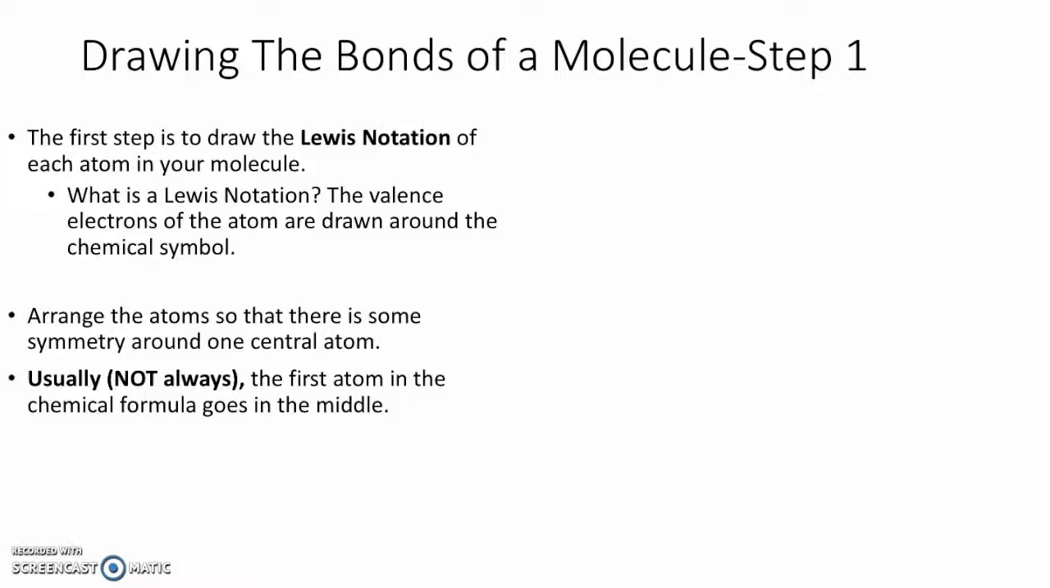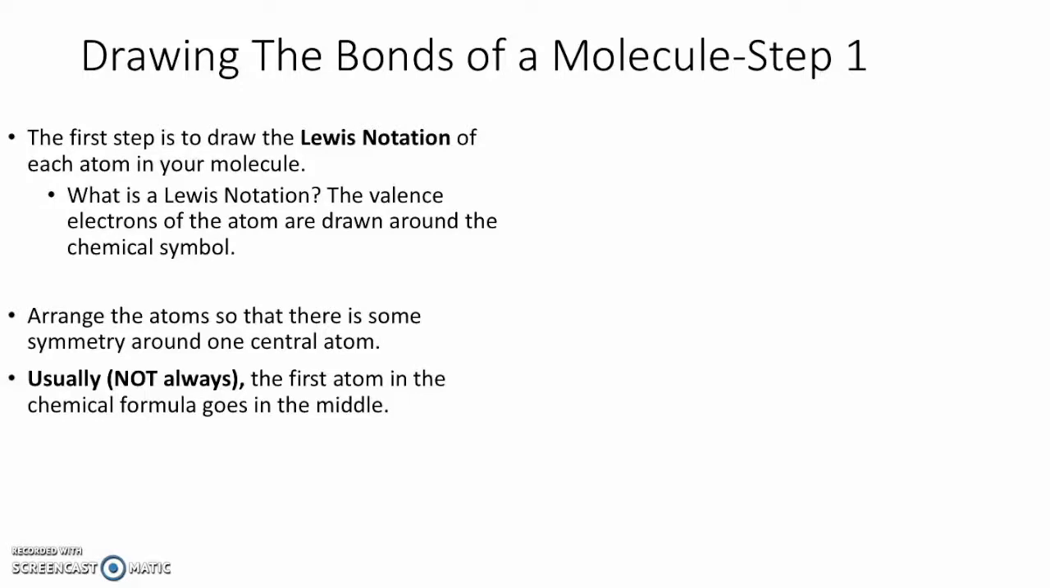Once you've got the Lewis notation of each of your atoms, you arrange the atoms in a symmetrical way around one central atom. Now, of course, you're wondering, but sir, how am I supposed to know which one is going to go in the center? Well, to be honest with you, once you start drawing out, you can kind of see the symmetry right away. It's very easy to see it. But if you're not sure, a very good helpful tip is that usually, but not always, the first atom in your chemical formula is the one that goes in the middle.